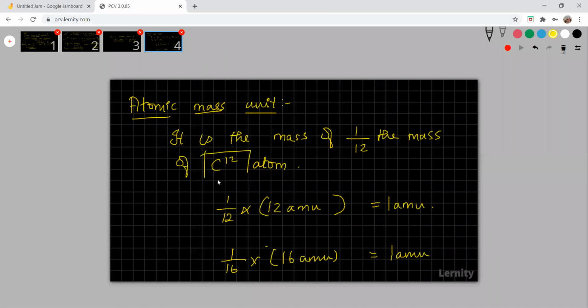But why carbon particularly in the definition? Because carbon is an abundant element. It occurs everywhere, and so we take carbon into account. Clear? So atomic mass unit is the mass of 1 by 12th the mass of a C12 atom. Have I made it clear to you? That's all. So this is atomic mass unit. Please note it down. Hope I have made it clear. Shall I move to the next part?